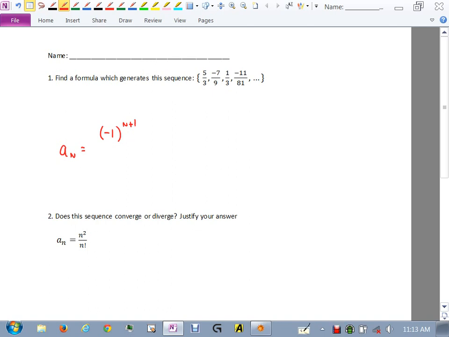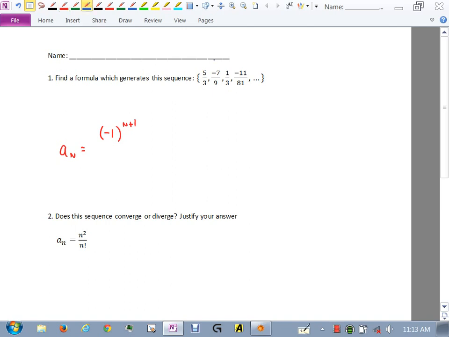All right, now the numerators look like it's what, 5, 7, 9 would be nice, 11. It looks like they're odds, but I don't have a 9 there. The bottoms look like what? 3, 9. Those look like possibly powers of 3.